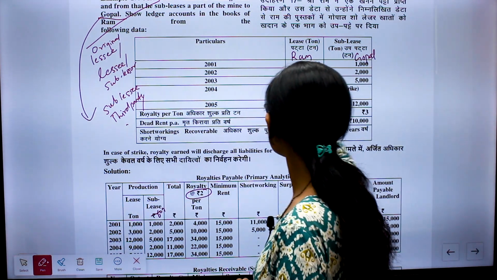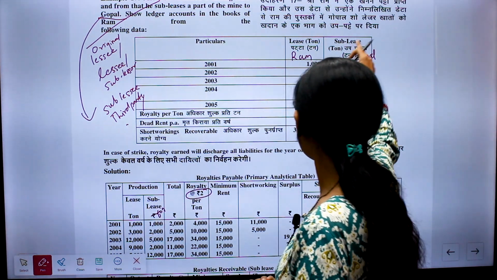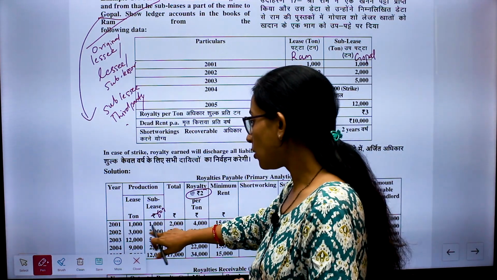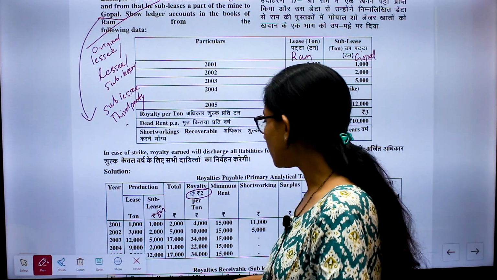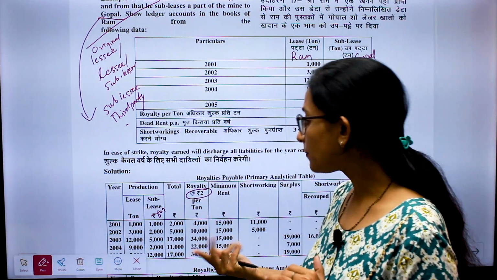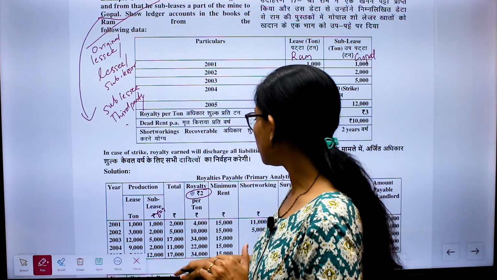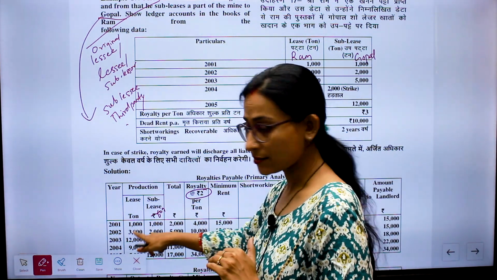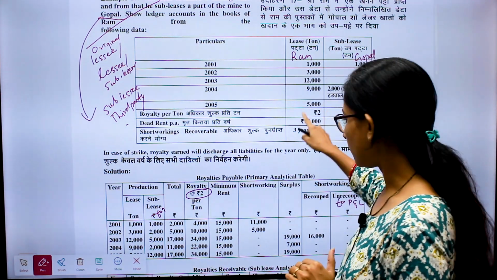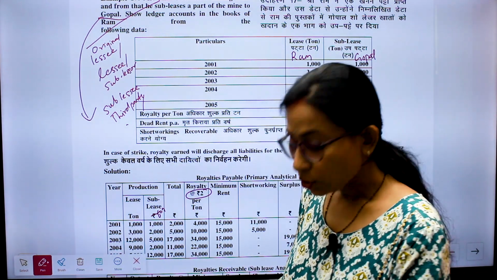In 2001, 1000 rupees is the lease ton produced by Ram, so we have written 1000, and Gopal has produced 1000, so we have written 1000. Why are we writing both the tons in the primary table, Ram's and the sublessee's? Because we will add both the tons and multiply by Ram's royalty per ton, and whatever amount comes, that amount we are going to pay to our landlord.